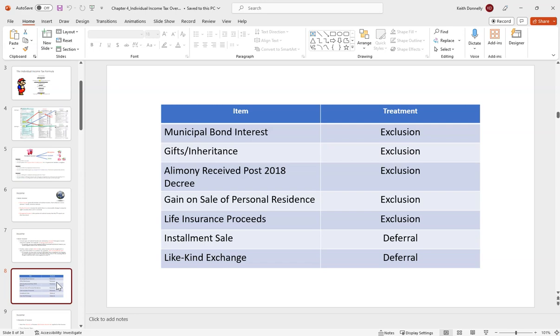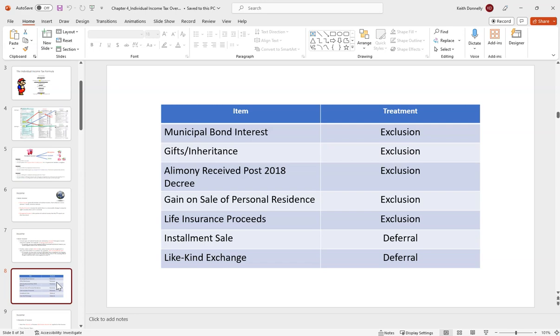What are some examples here? So exclusions and deferrals: muni bond interest, gifts. If somebody gives you a gift, you don't have to pay federal income tax on that. Alimony post 2018, the person who receives it, that's not going to be income. Gain on the sale of your personal residence. So, hey, you live in your primary residence 2 of the last 5 years. If you have a gain from the sale, you can exclude that.